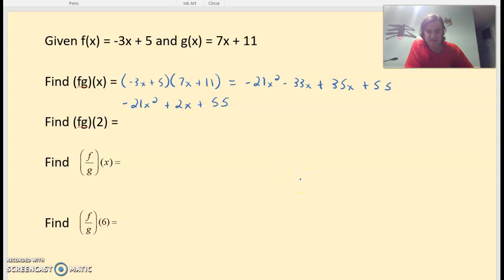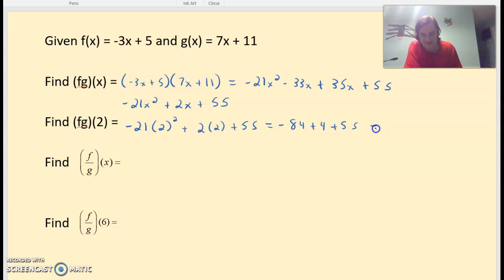If you can multiply that together once and do one calculation, it's better than doing several and multiplying each time. But we're going to plug 2 in. So negative 21 times 2 squared plus 2 times 2 plus 55. I told myself I wouldn't need a calculator for this, but let's see here. It's 4 times negative 21 is negative 84 plus 4 plus 55. So negative 80 plus 55 will be negative 25, I believe.